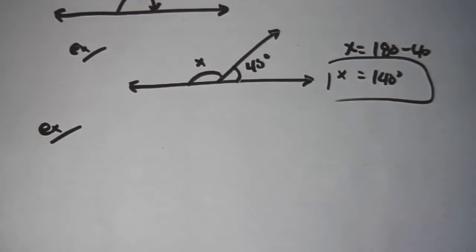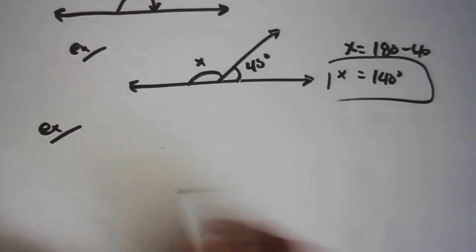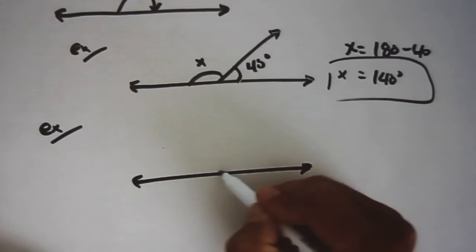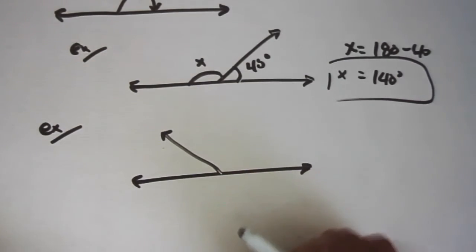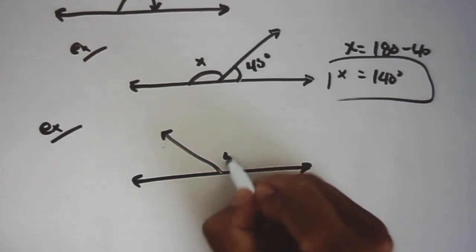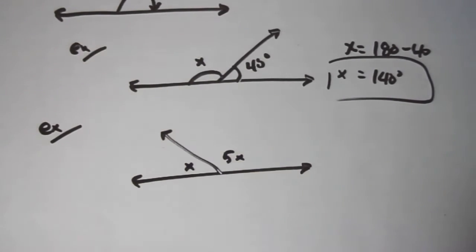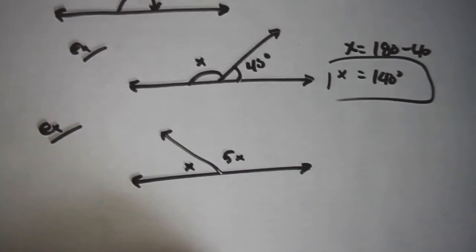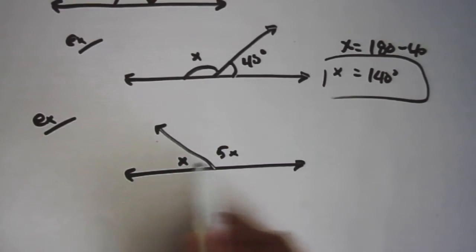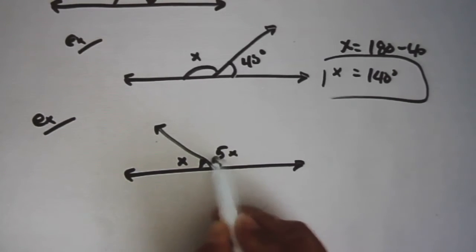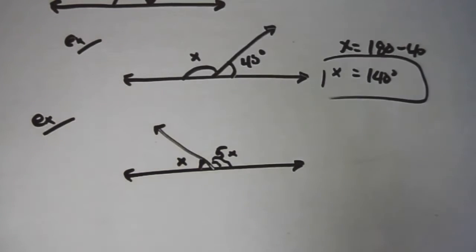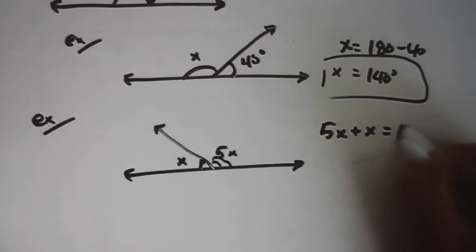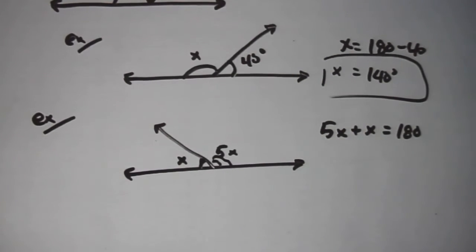They may make an algebra problem out of this. So, for example, they'll have something like this. Here's our line again. Let's say it looks like this. Then they'll say this is 5x, and that's 1x. And they ask you to find the value of x, in which case, because this angle here and this angle here make up the straight line, together the two angles, the 5x plus the x, have to add up to 180 degrees.